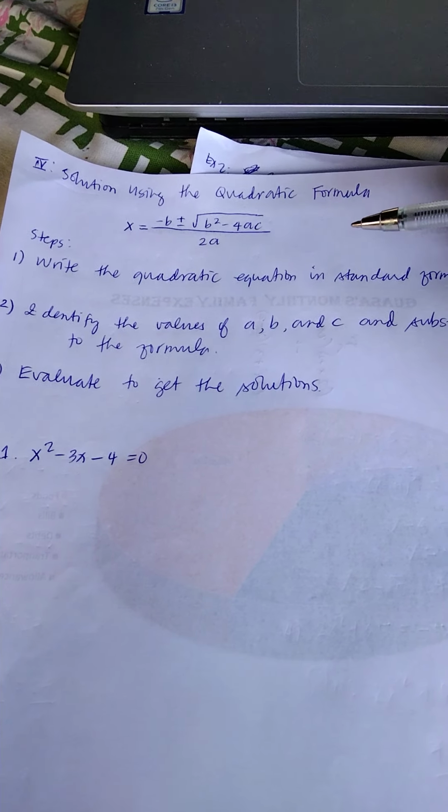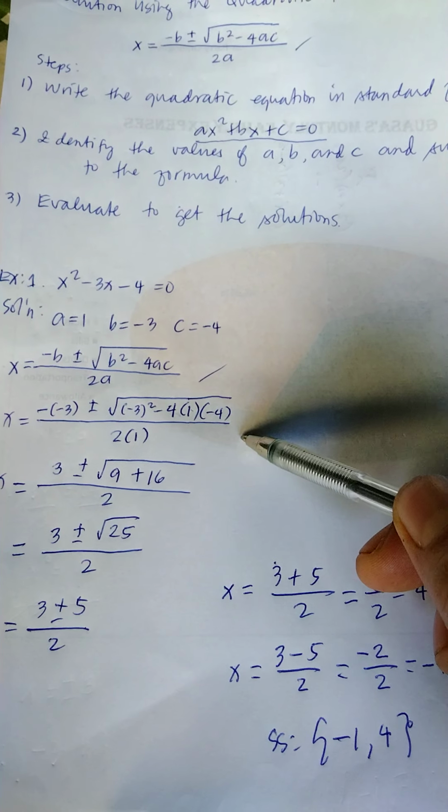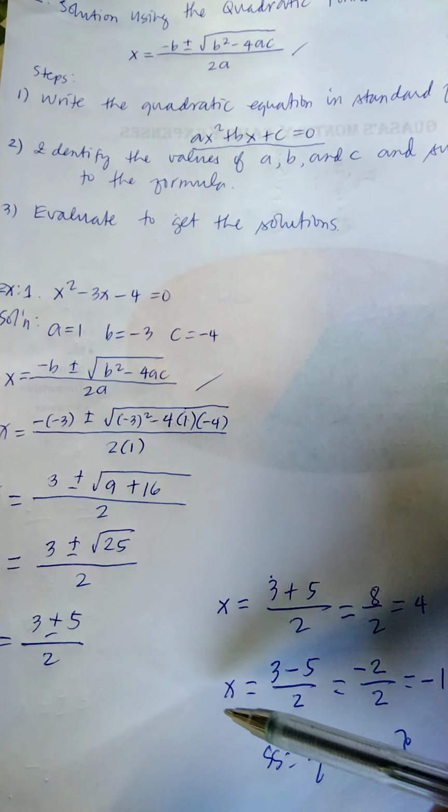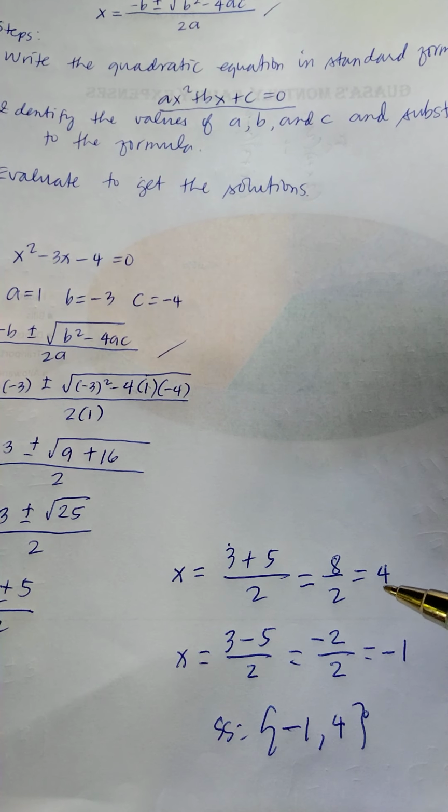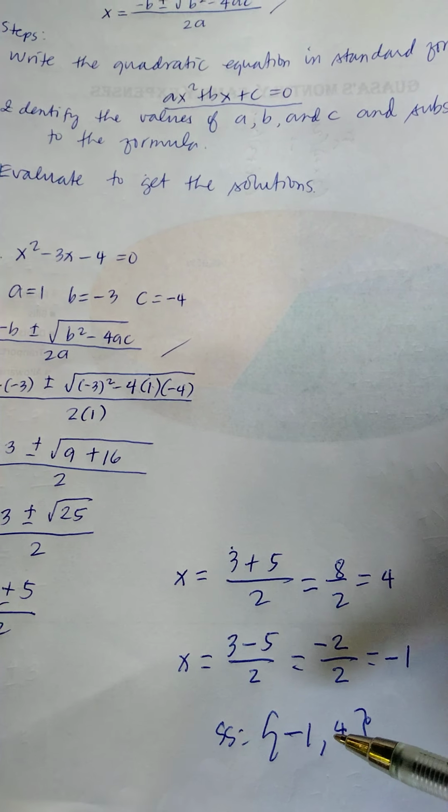Again, you need to write the standard form. The given is already in standard form. So, identify the values of A, B, and C. Then substitute these values into the quadratic formula. Then, evaluate until you obtain the values of your x, which are -1 and +4. So, that would be our solution.